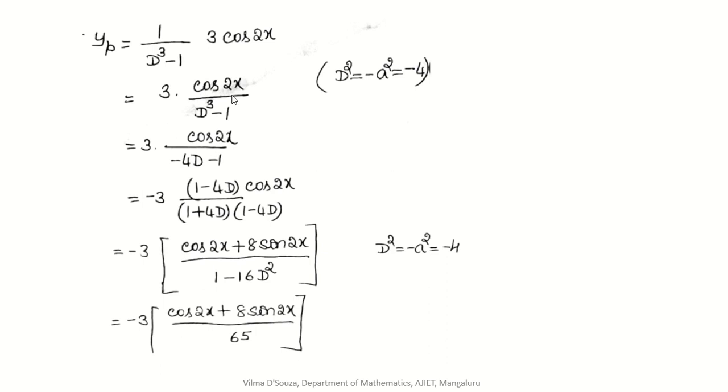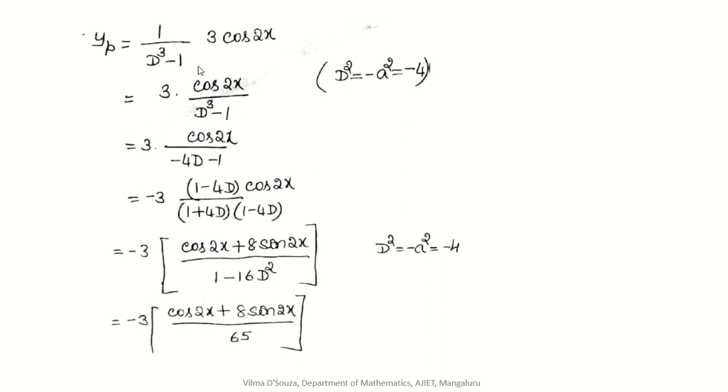Now since it is a cos function, what is the substitution you are doing? D square is equal to minus a square. What is a here? a is 2. So a square is 4, minus a square is minus 4. So D square is equal to minus a square, which is equal to minus 4.